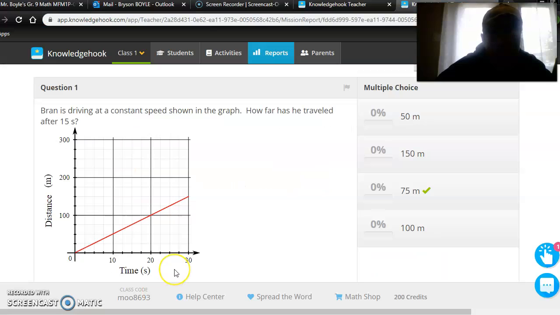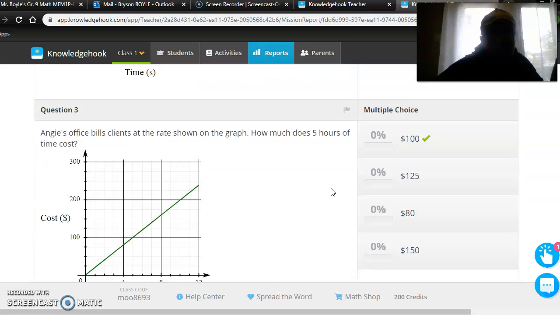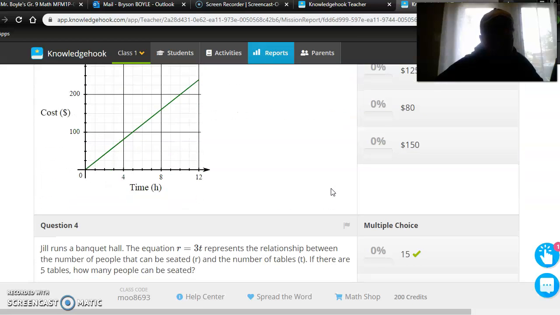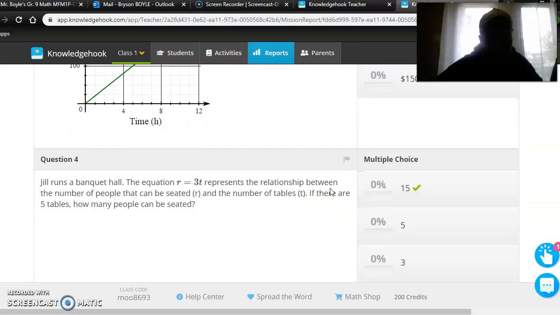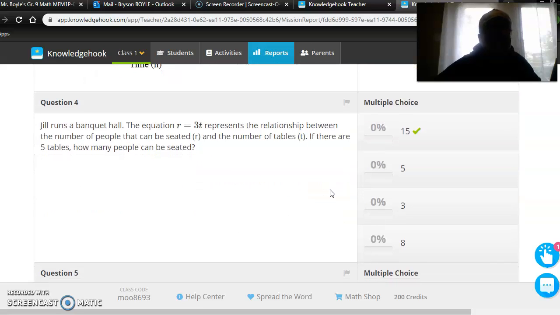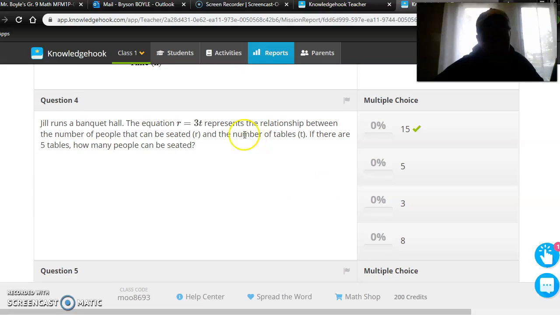So with that being said, Brand is driving at a constant speed, shown on this graph. How far has he traveled after 15 seconds? Let's look. 15 seconds would be here. How far did he travel? 75 meters. 75 meters in the first 15 seconds. So these first 3 questions, you just have to read the graph and figure it out that way. No math involved at all. These next 3 are a little more complicated. It involves a little equation. You got to put numbers in, right?